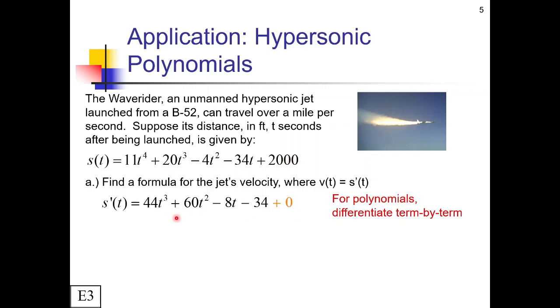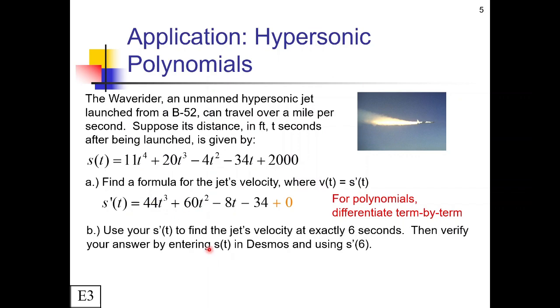So there is a formula that will tell us the velocity of this thing any number of seconds after the launch time that we want to put in. Here's something else we're going to do now. We're kind of curious what the velocity is at exactly 6 seconds. So we're going to have you do this 2 different ways.